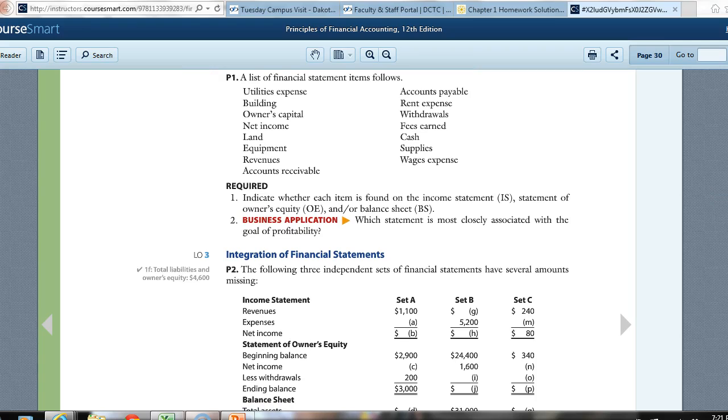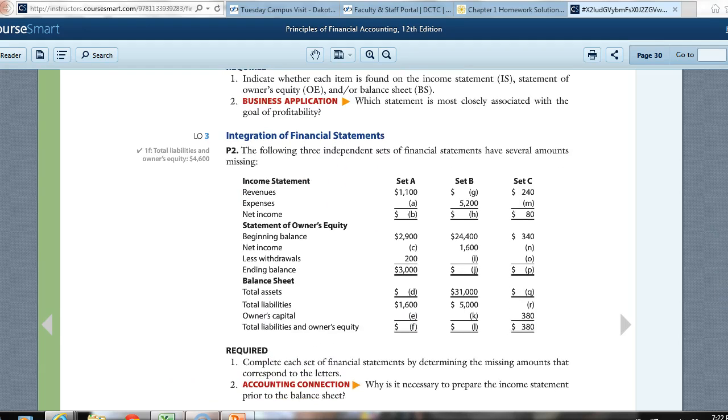Better. Which of the statements relates to profitability? Income statement. A balance sheet shows your financial position: assets, liabilities, equity. But profitability, did you earn money? Did you earn revenues or did you lose revenues? It's the income statement.